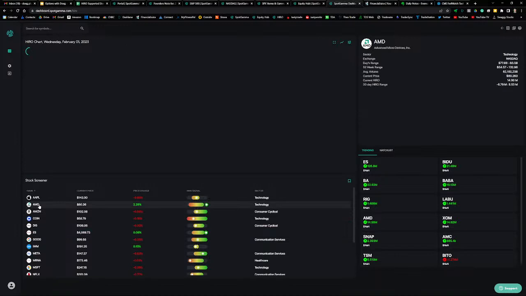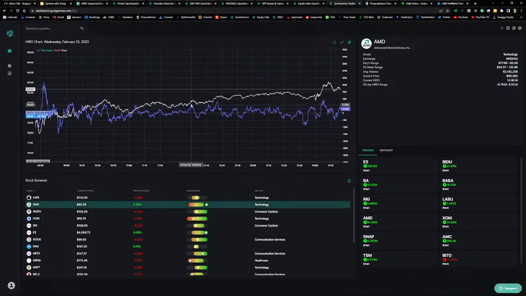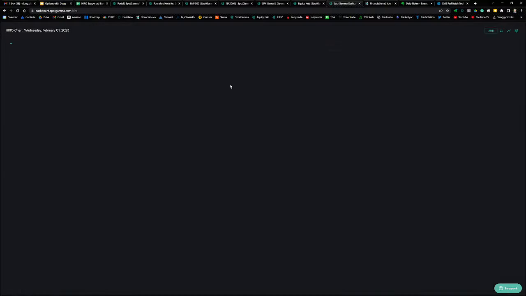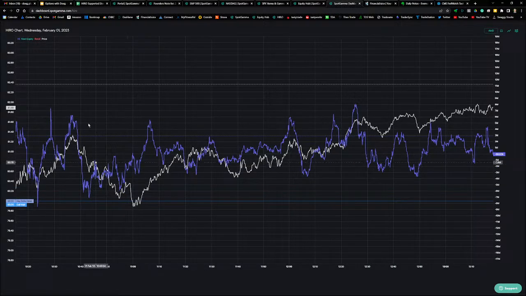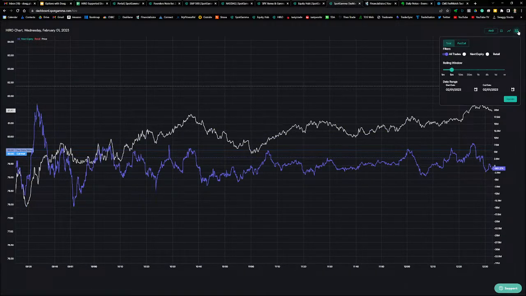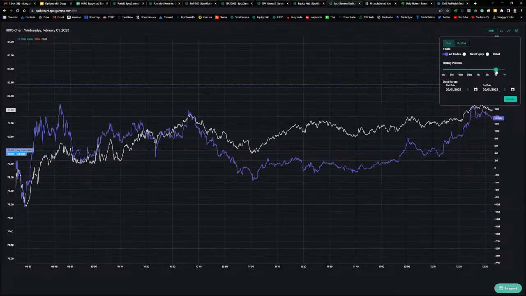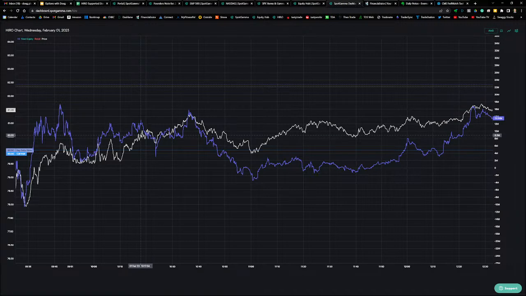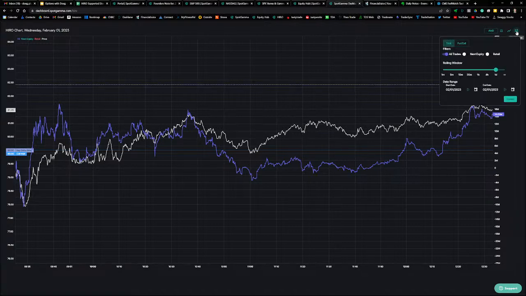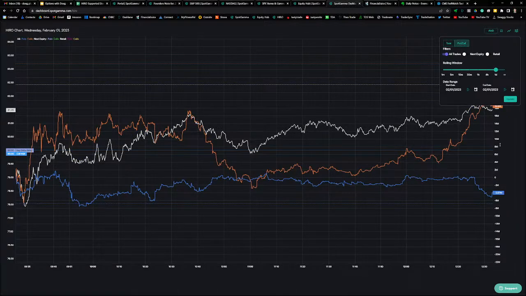So first, here was AMD. And I'm on a 5-minute look back period. Let's change to 1 day. So there was a good strong setup this morning. Traders buying calls after the earnings. You can see that by the rising orange line.